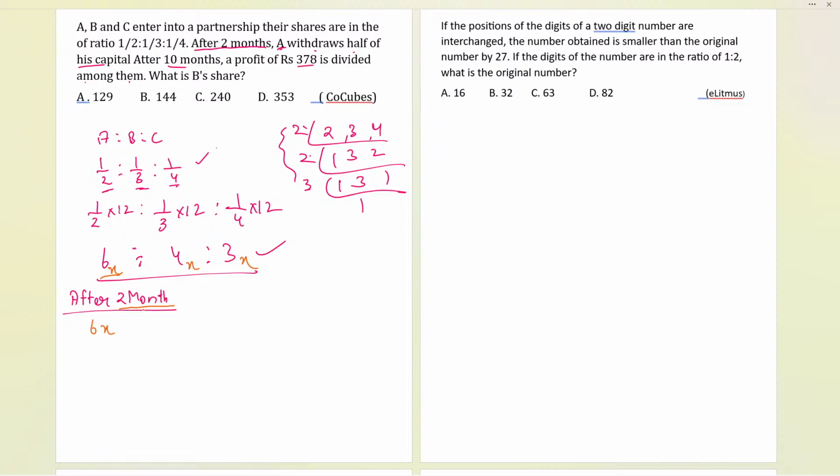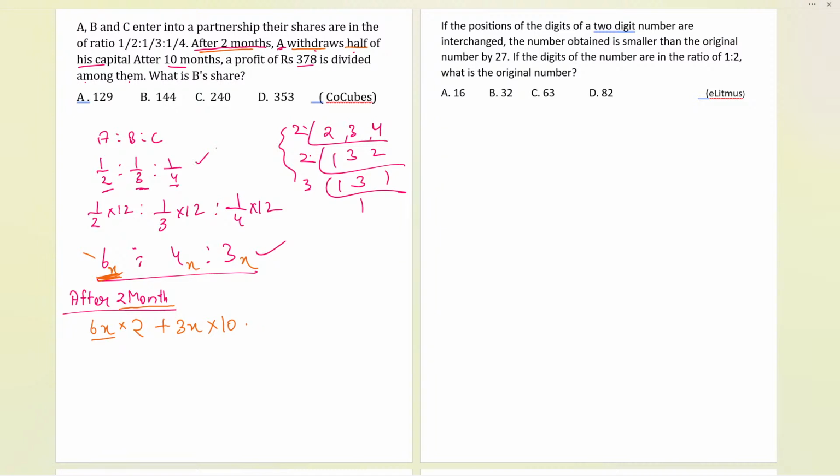They are talking about 12 months. For the first 2 months, he invested the complete money. But for the rest of the period, he has 6x as the total amount he invested, and after 2 months, he withdraws half. Half is withdrawn and half is still there. It means 6x was earlier, now 6x by 2, that is 3x is remaining. For how many months? 10 months, because we are talking about a total of 12 months.